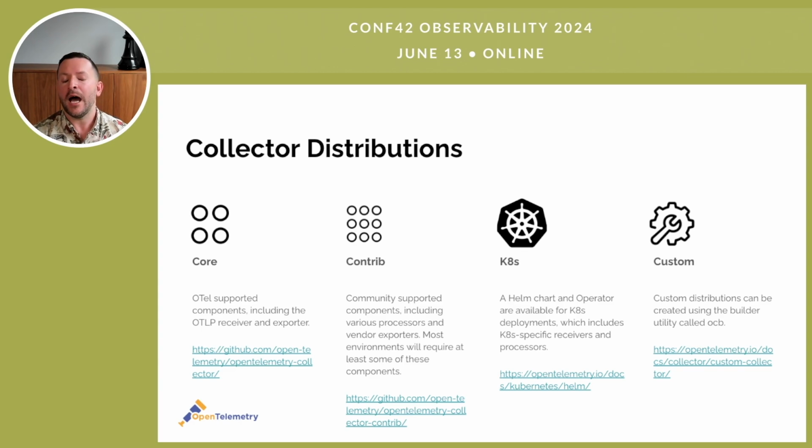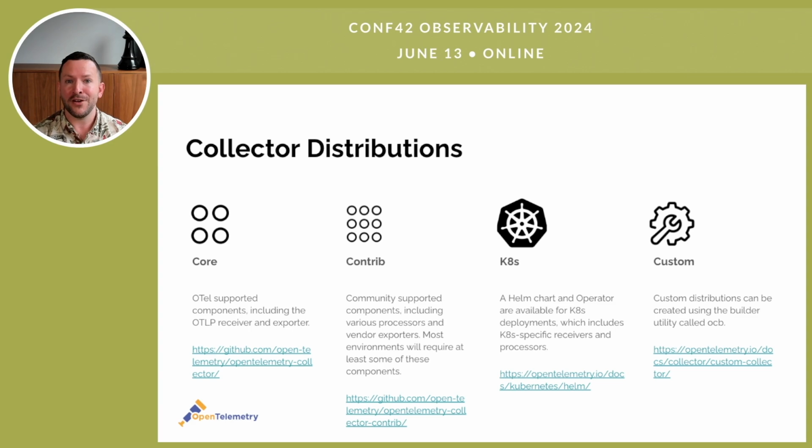Another packaging model that's available, in terms of distribution at least, is Kubernetes. And in the case of Kubernetes, it's actually packaged in Helm. So there's a Helm chart available. There's even a Helm operator. And that packaging ensures that you have the components required to collect data from everything that Kubernetes has to provide. So there are actually specific receivers and processors that are enabled for you there.